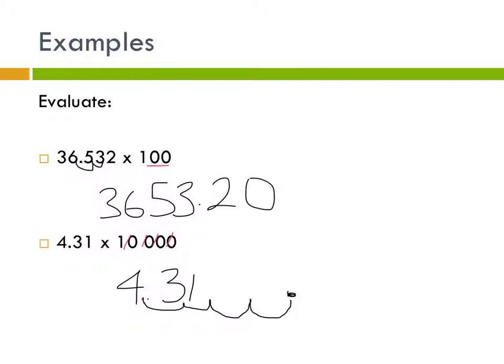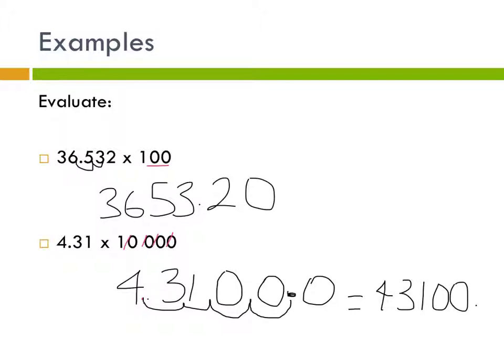Now in these imaginary gaps I have, I need to put a 0, and I need to put 1 zero after the decimal point. So my answer for this one, if I write it out nice and neatly, becomes 43100.0. That's 4.31 times 10,000.